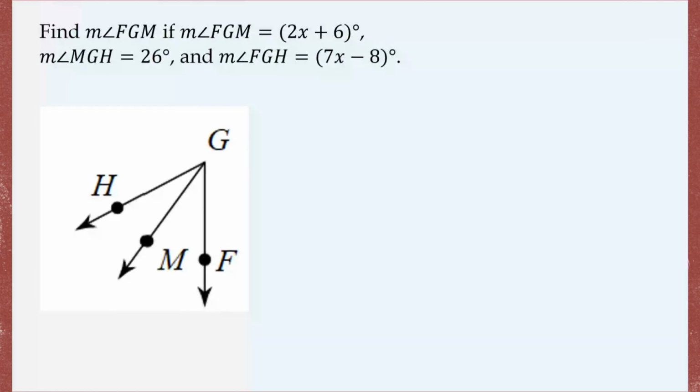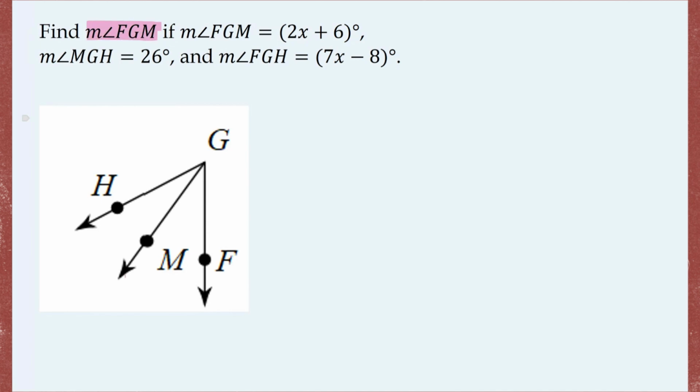Today we're going to be working with the Angle Addition Postulate. So here we are trying to find the measure of angle FGM, and then we're given some pieces of information. For the Angle Addition Postulate, you're going to take the two smaller angles, and they're going to equal the bigger angle that it creates, and then we'll solve accordingly.